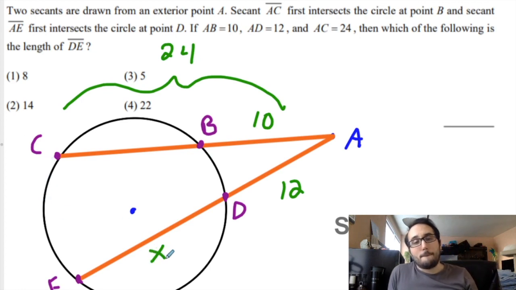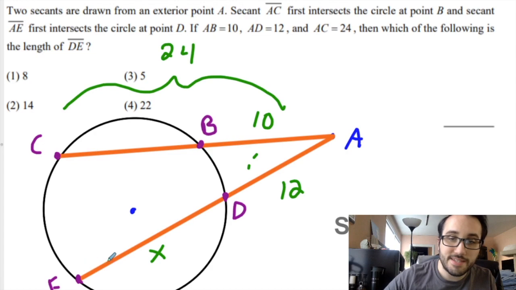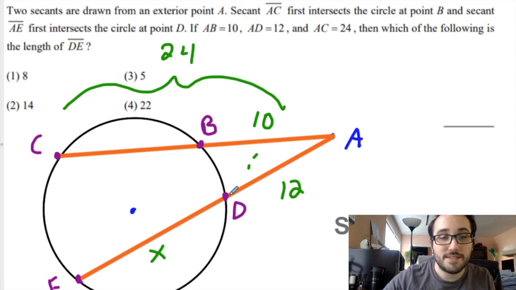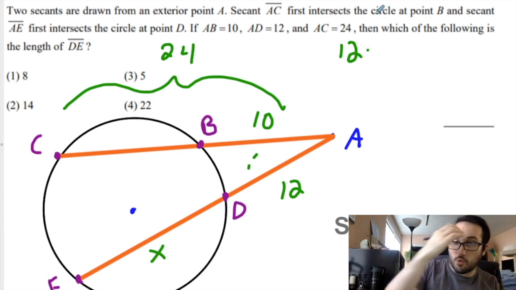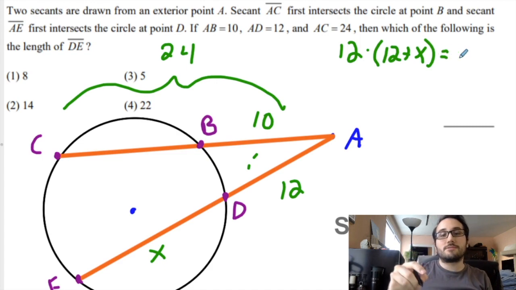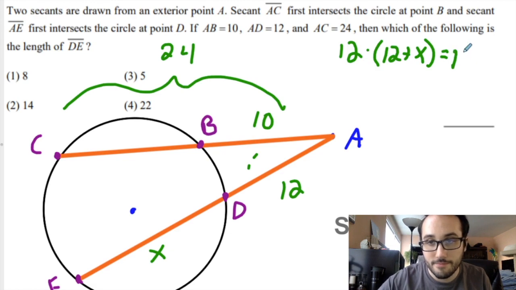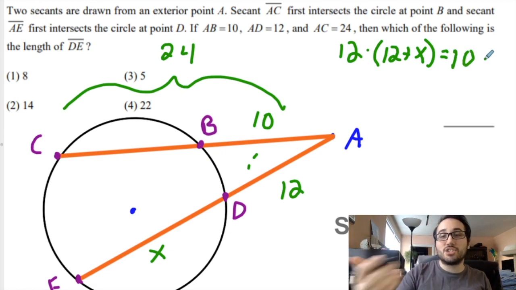So let's actually use the outside whole method to relate these two secants. The outside of secant AE is 12. So we got 12 times the whole thing, which is 12 plus x. And that should equal the outside part of the other secant AC, which is 10, times the whole secant, which is what they tell us, is 24.